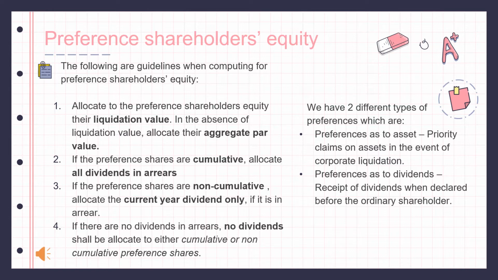So, next, we have two different types of preferences, which are preferences as to asset, priority claims on assets in the event of corporate liquidation. So, preferences as to asset is equal to liquidation value plus dividend in arrears. Next is preferences as to dividends: receipt of dividends when declared before the ordinary shareholder. So, depende kung anong klaseng preference siya.